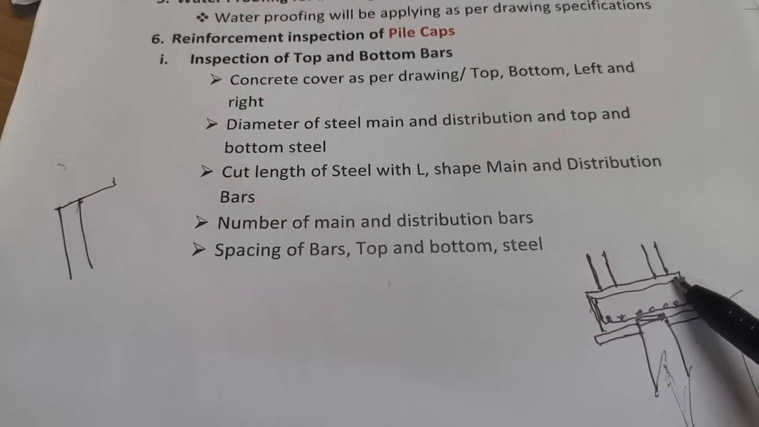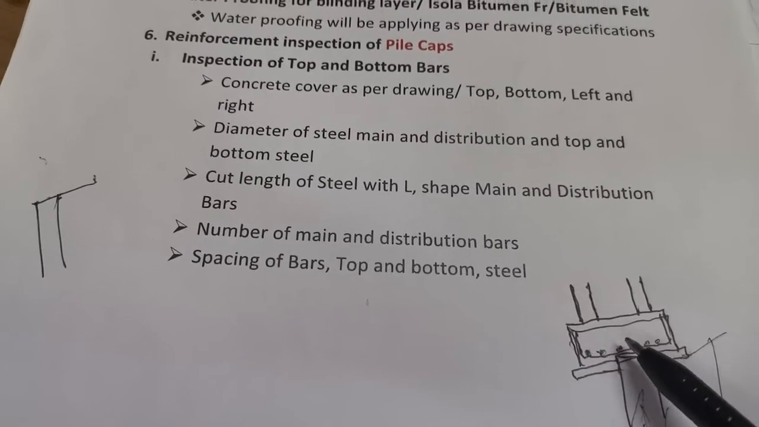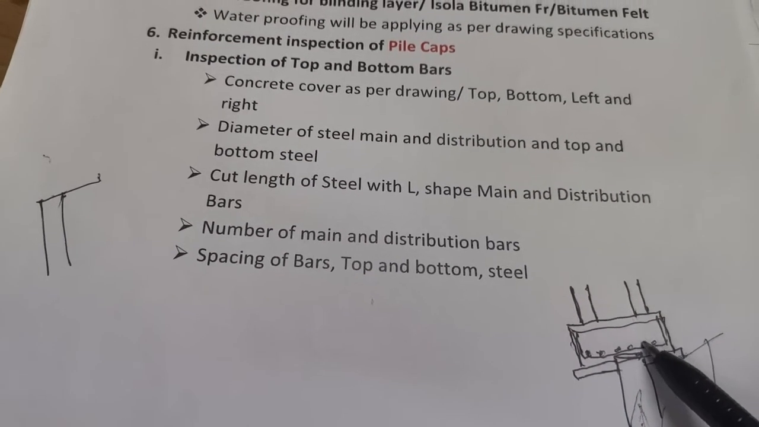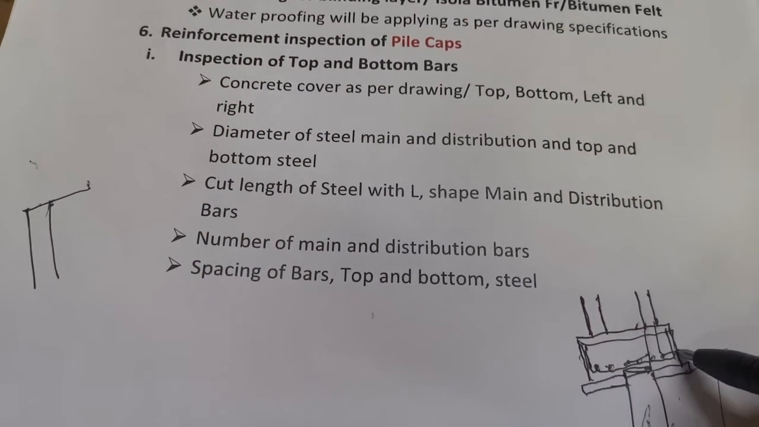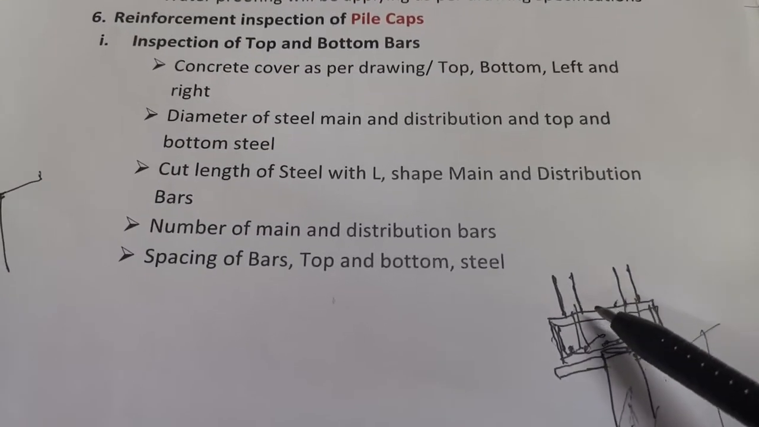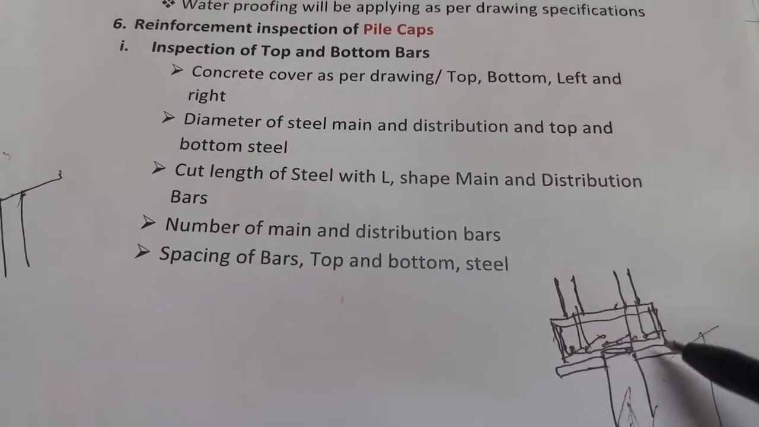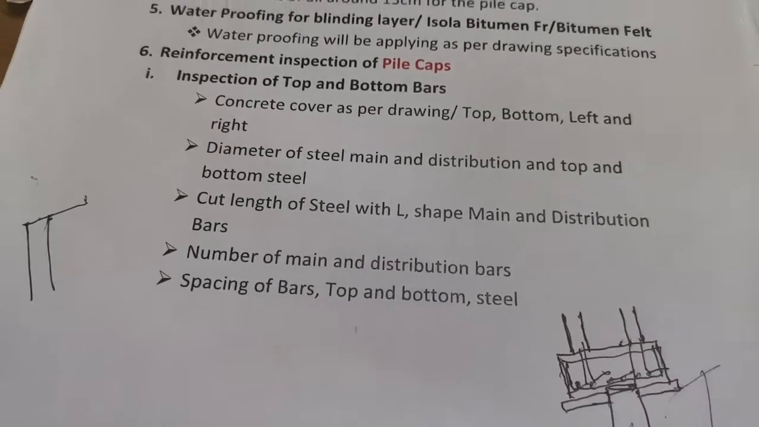Here they will do the reinforcement as per drawing: top main and distribution bar, bottom main and distribution bar. Then they will do the concrete, and put the dowel for the column or pier for bridges. Okay friends, this is the same as that. Then they will provide sufficient concrete cover. Then they will do the pouring, and this is the procedure.